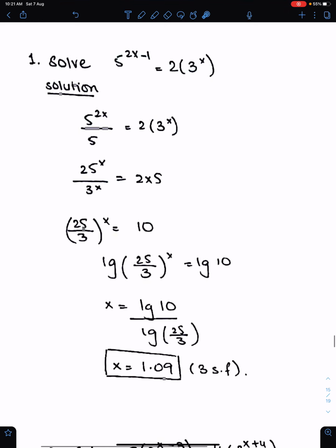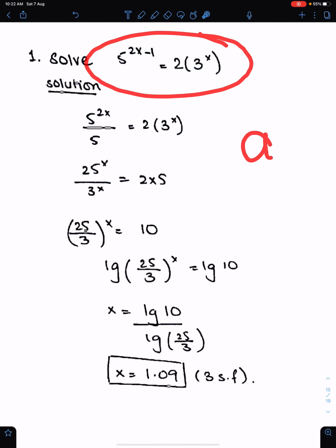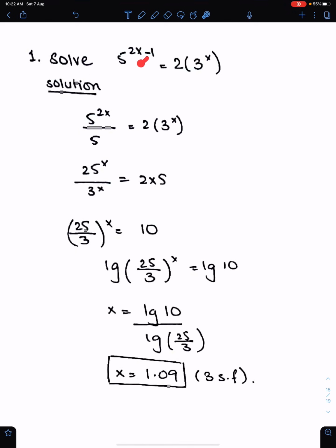So example 1. We have to solve this equation. Number 1, the way to solve this equation is to get this index form with the help of rules of indices. So first, we need to use rules of indices to get this standard index form, a power x is equal to b. Number 1, we need to simplify this power. This can be written as 5 power 2x over 5. This is fine. 5 power 2x will become 25 power x. And you have to bring this 3 power x on left hand side. And you have to bring this 5 on right hand side.